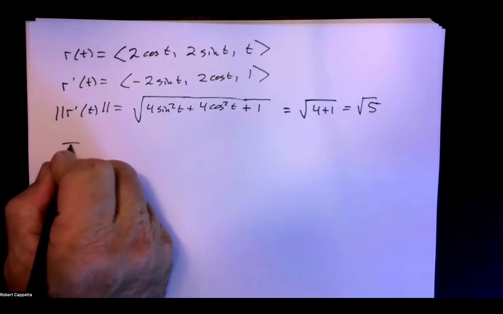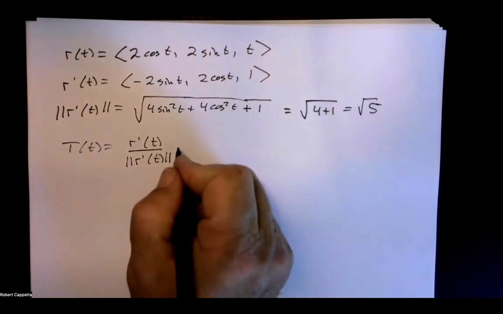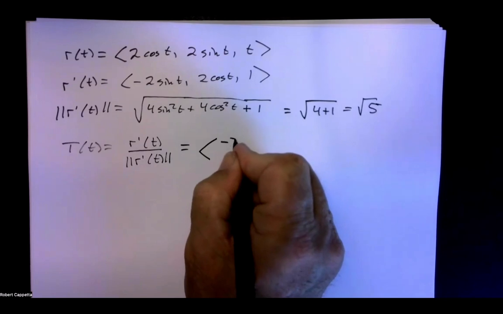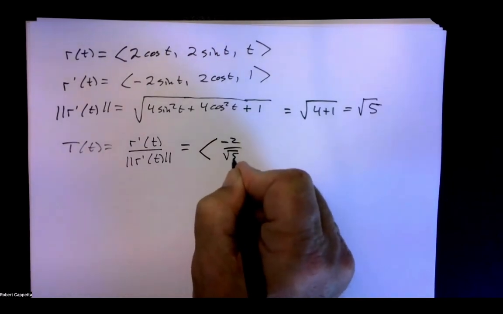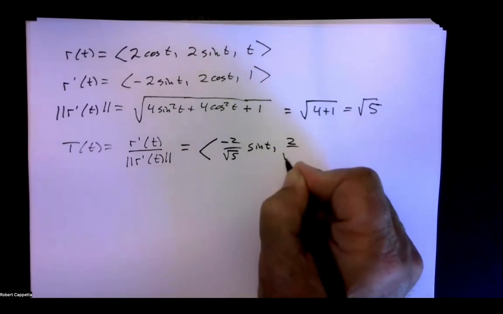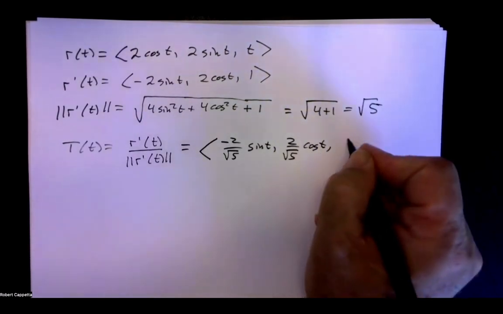So what is T of t? T of t is velocity divided by speed, which makes that what? Velocity divided by speed: negative 2 over root 5 sine t, 2 over root 5 cos t, and 1 over root 5.